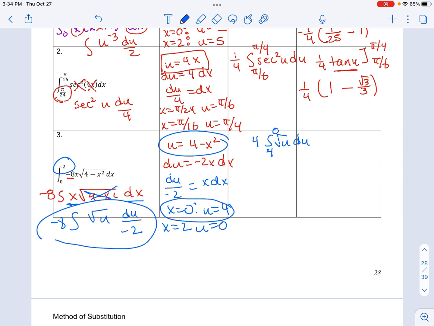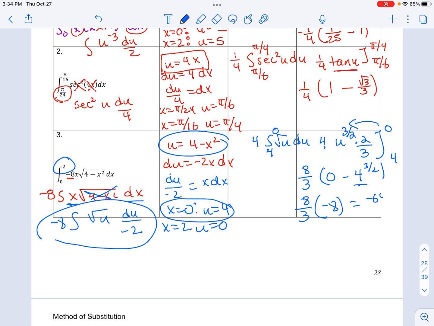So let's go ahead and take my antiderivative. So add 1, divide by the power is the same as multiply by 2/3. And my new u bounds were 4 to 0. And let's clean this up a little. I've got 8/3. And then if I plug in a 0, I've got 0 minus 4 to the 3/2. Let's just practice our simplifying. 4 to the 3/2. So the square root of 4 is 2. 2 cubed is 8. So I have a -8. So this is going to really give me -64/3 as my final answer.